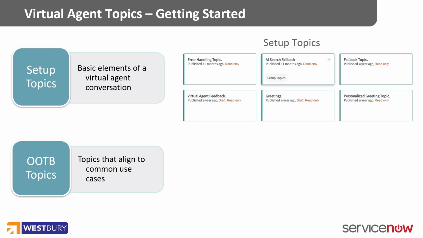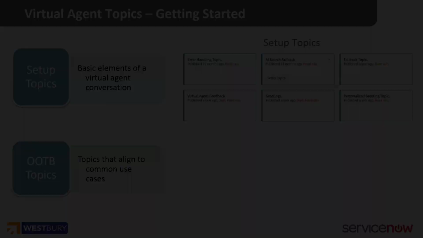AI search fallback is used when a user enters a request or keyword, but the virtual agent can't find a matching topic or keyword, or finds too many topics to determine the matching topic. The virtual agent runs AI search to generate relevant search results for the user. Configuring these topics is a necessity in order to provide the basic elements of a conversation.